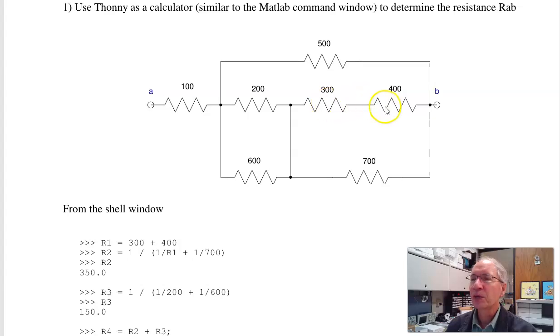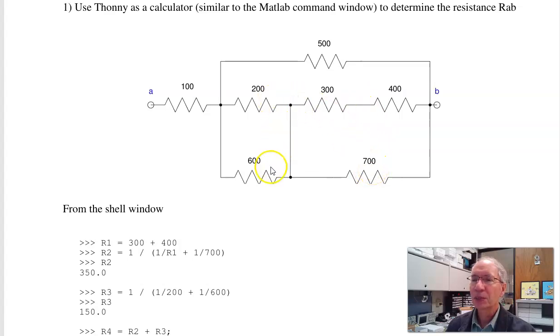So the 300 and 400 are in series. They add. Call that R1. That's in parallel with 700. Take R1 in parallel with 700. The equation for that is 1 over R1 plus 1 over R2. Take the inverse. This together is 350 ohms.